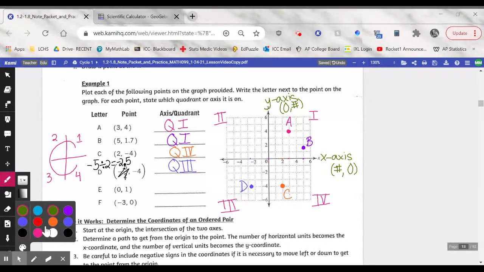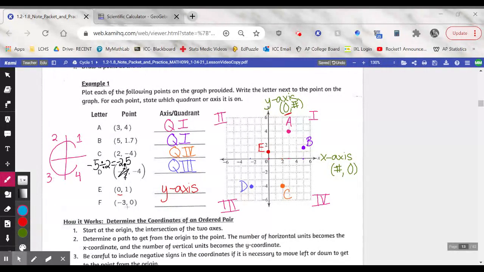So looking at E, this tells us we're not going to go left or right at all. We're only going to go up 1. So I'm going to start at the origin. Don't go left or right at all, and just go up 1. So that is point E, and we can see that's on the y-axis. This also confirms it because we have a 0 for the x value. So it is on the y-axis.